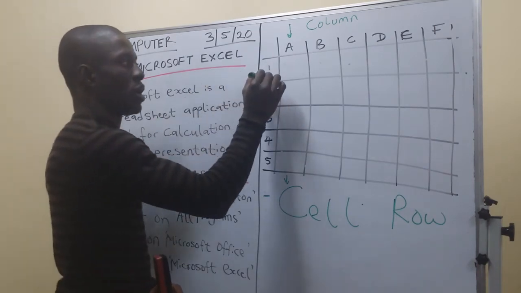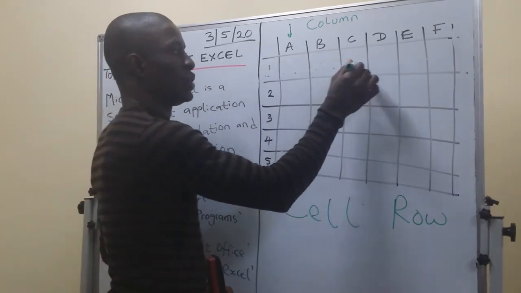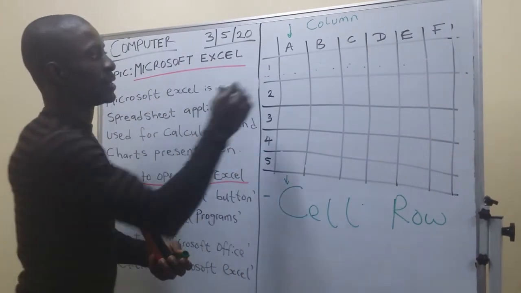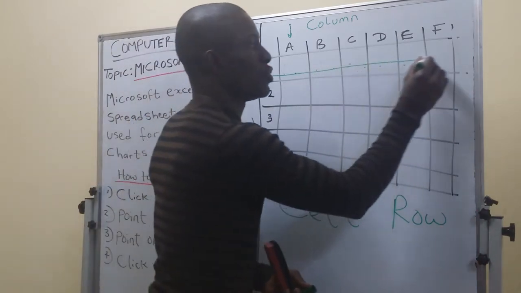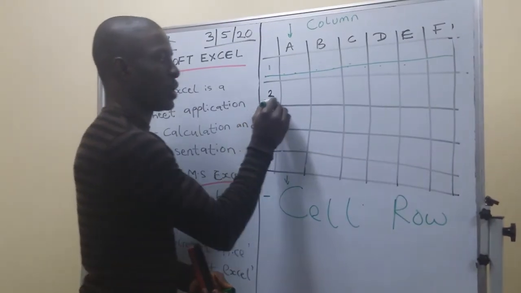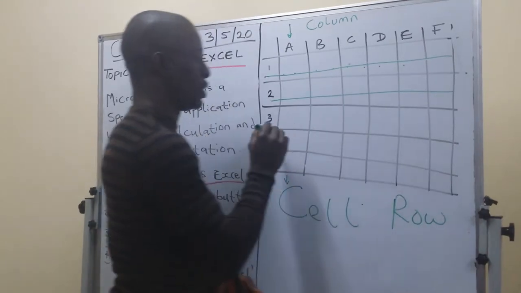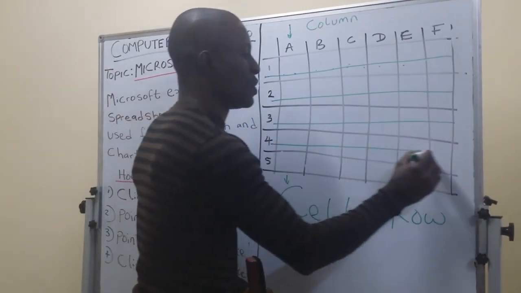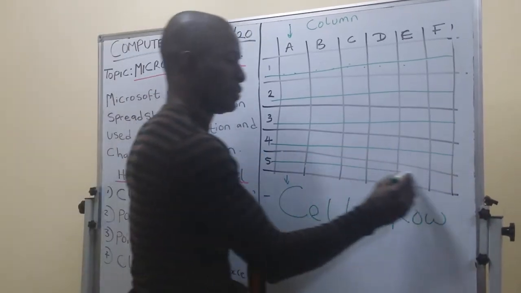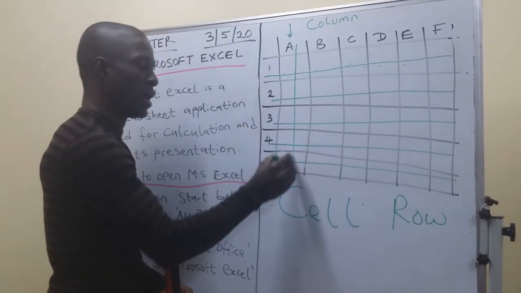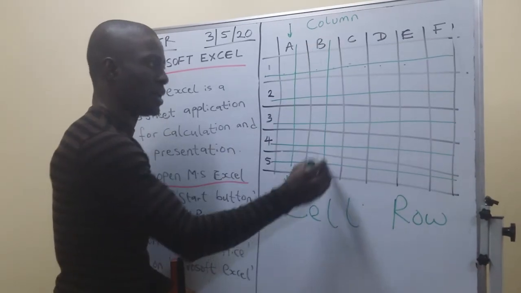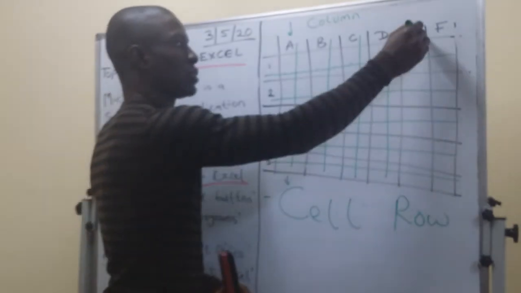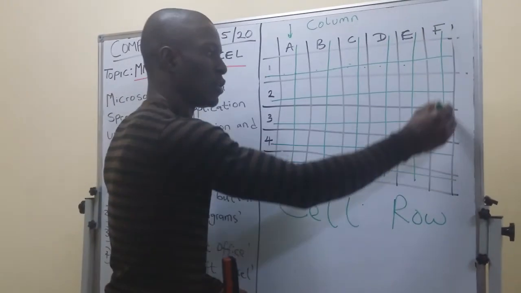So if you are working this way, you will say that you are on row 1. If you are on this way, you can say you are on row 2. If you are on this way, you can say you are on row 3. This is row 4. This is row 5, and this is column A, and this is column B, and this is column C, and this is column D, and this is column E, and this is column F.